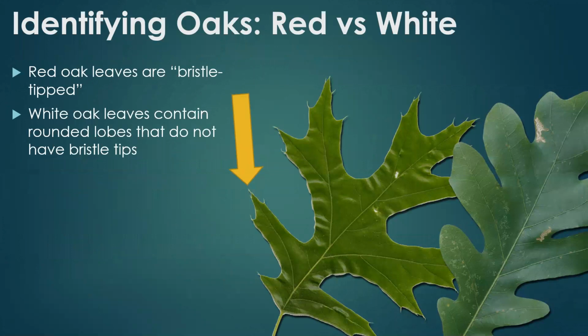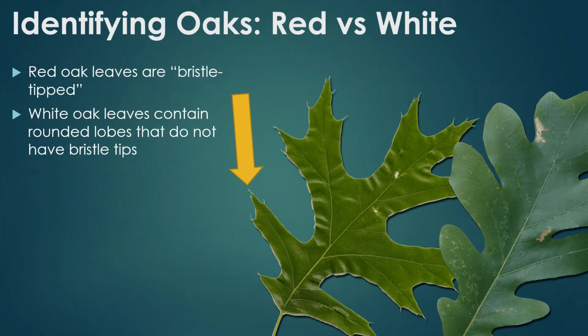So when you're looking at oak leaves, again, we're going to discuss the two main groups, the red oak versus white oak. The key distinction between the two is what the leaves look like. You can see here on the left where the arrow is pointing, that's going to be a red oak. On the right, we have a white oak.